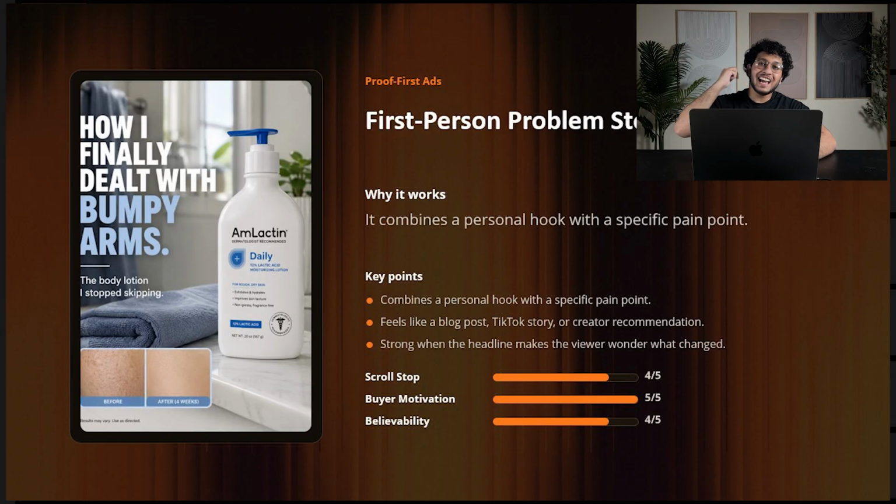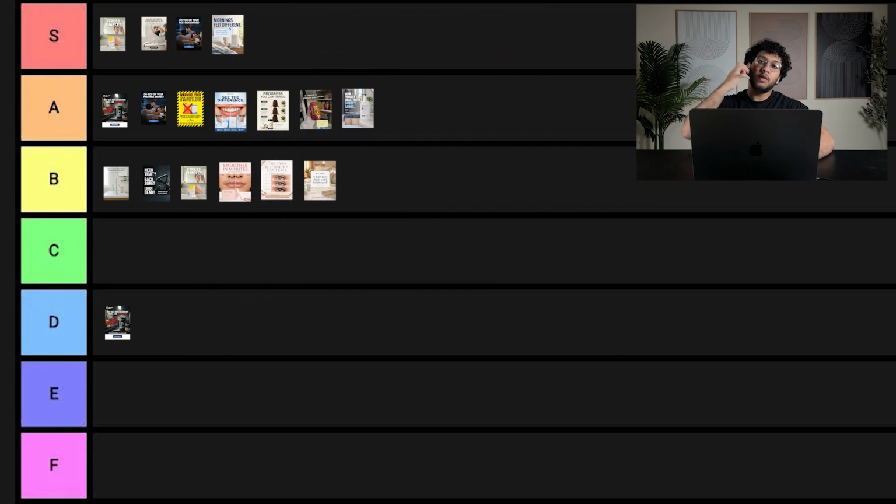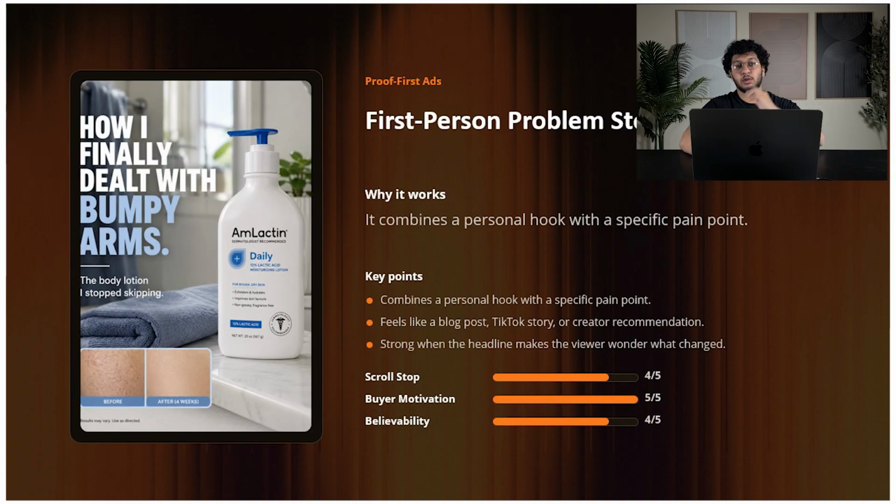Next is the first person problem story. This is A tier. This format combines a personal story with a specific pain point. How I finally dealt with bumpy arms, how I stopped waking up with dry skin, how I fixed this part of my routine. It feels like a blog post or a TikTok story turned into an ad. And that gives it curiosity and buyer motivation. So it's a strong format, especially for beauty, wellness, and personal care.